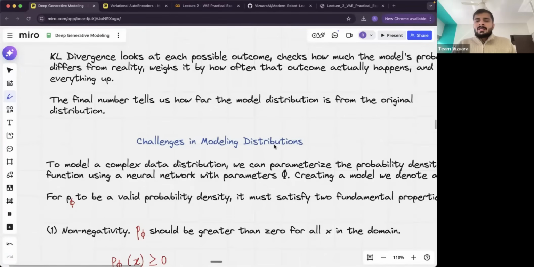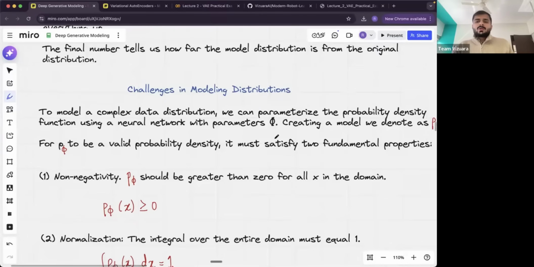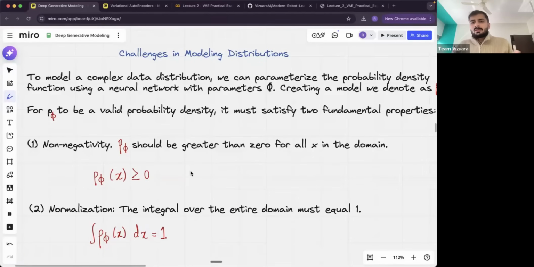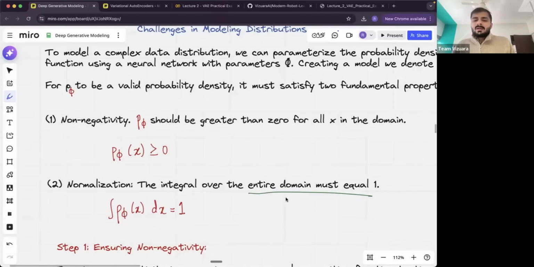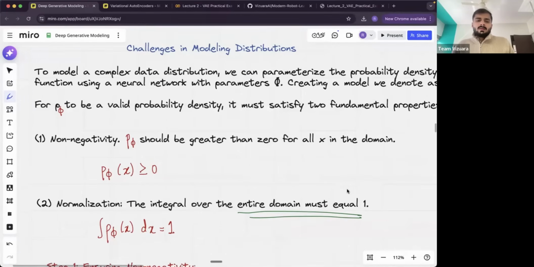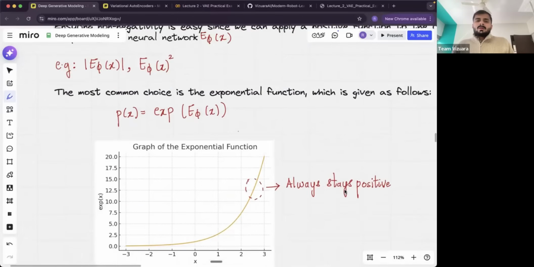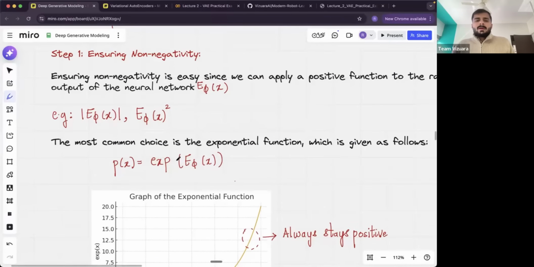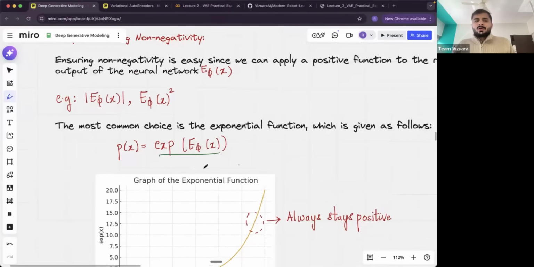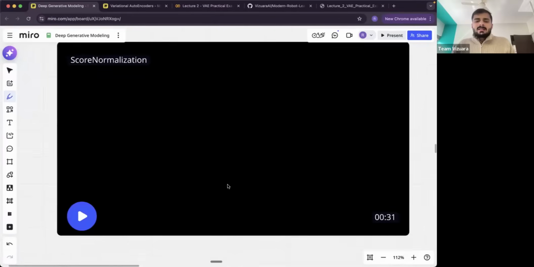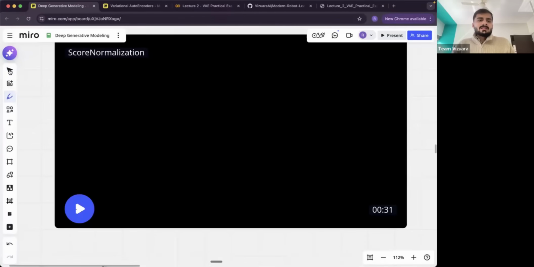Now, some of the main challenges in modeling distributions is that you have to ensure two main things. The first thing is that the probability should be greater than zero for all the values, and the integral over the entire domain must be equal to 1. I will not go into too much detail right now, but usually what people do is use an exponential function to ensure non-negativity, and enforcing normalization is not very simple, but we will understand this using this video.